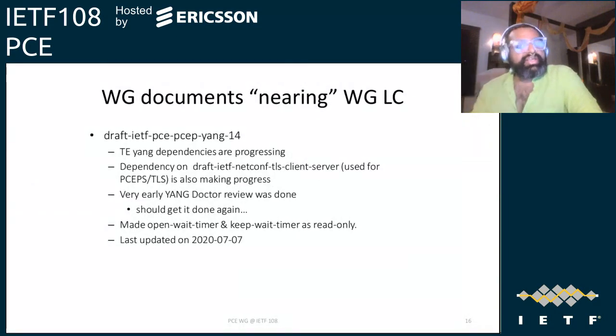One document which is nearing working group last call is our PCEP YANG document. The TEAS dependencies are moving quite well in the TEAS working group. We have a dependency also with the NETCONF document called TLS client server, which was stuck for a while, but in this meeting, and I've discussed with the NETCONF chair as well, it's moving. They have some dependency that they are getting out first. So three sets of documents are already in working group last call, and next would be TLS client server, etc. As this is moving in the NETCONF working group, we could also start moving PCEP YANG after the first three documents that we saw.